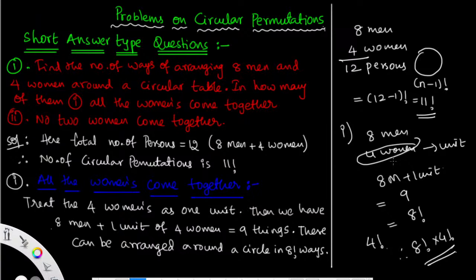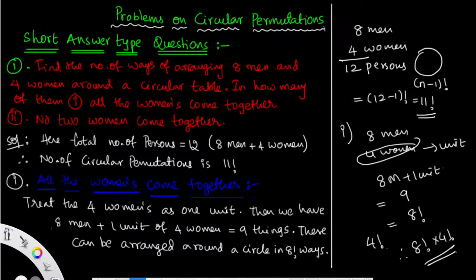Their internal arrangement will change. That is, 4 women can be arranged in 4 factorial ways. Therefore, the total number of ways is 8 factorial into 4 factorial. Next, let us go to the case where no two women come together.